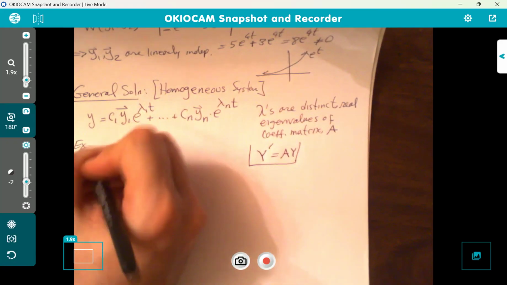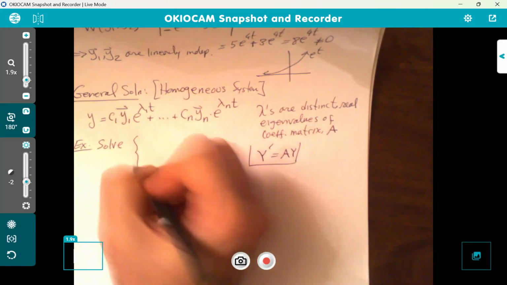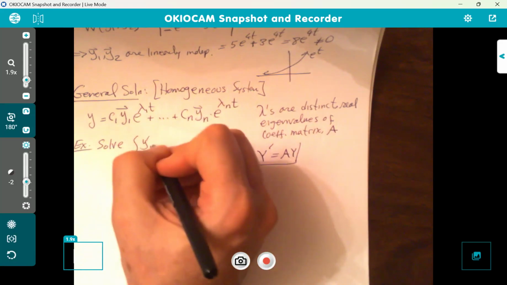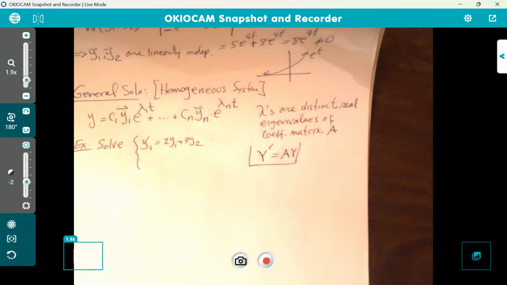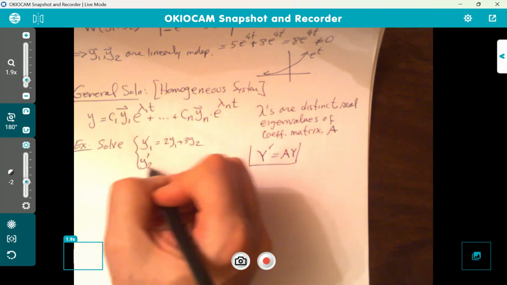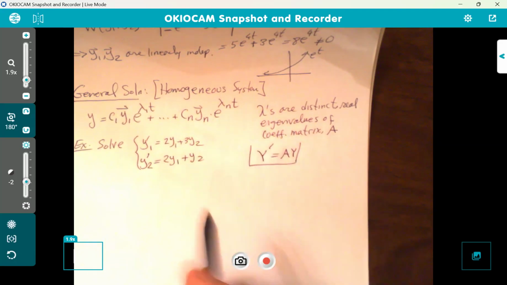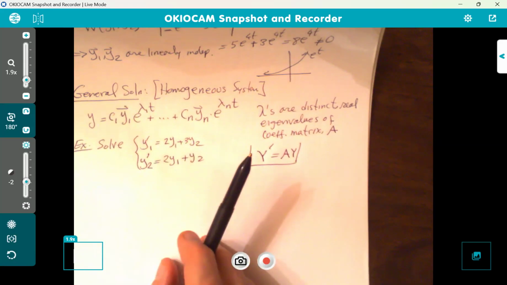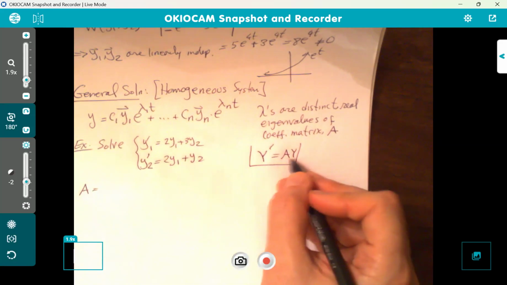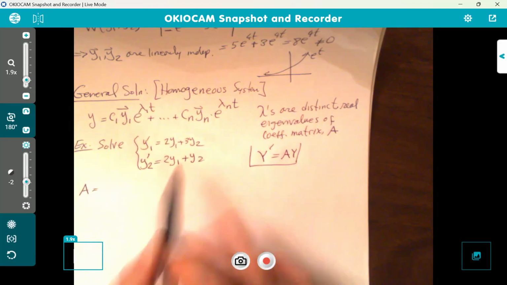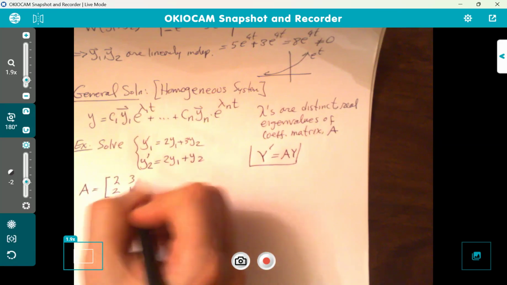Now, let's take a look at an example here. In this example, we want to solve the system of differential equations. Suppose y1 prime is 2y1 plus 3y2. Now, this is like your homework problem, folks. Hopefully, this will help you solve your homework problems. And y2 prime is 2y1 plus y2. So again, I have a system of equations here. What is A? Again, this is in the form y prime equals AY. A is the coefficients on the y's. So A is going to be 2, 3, 2, 1.